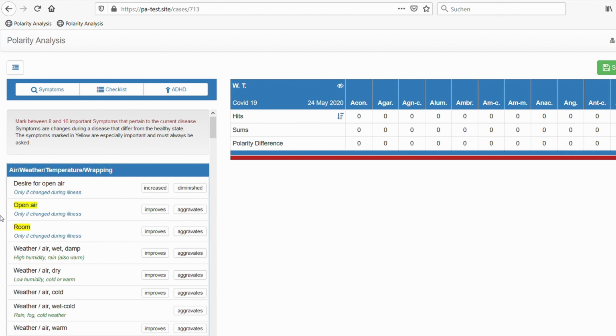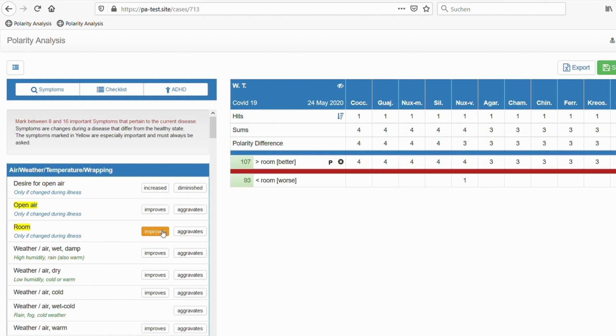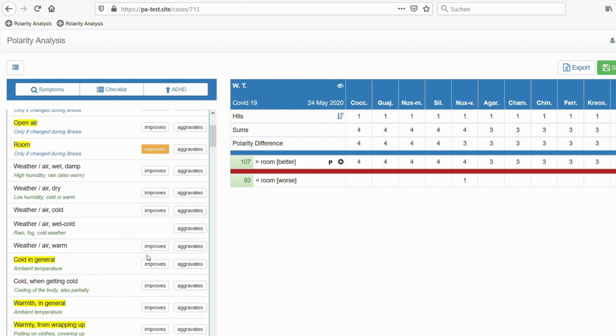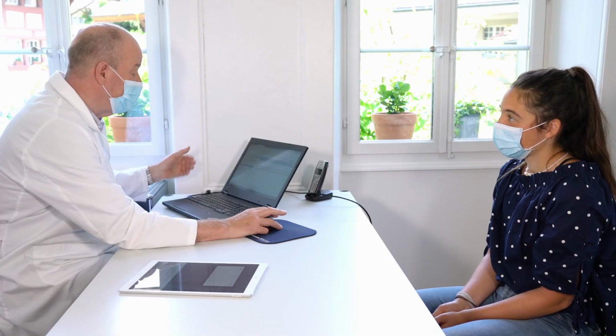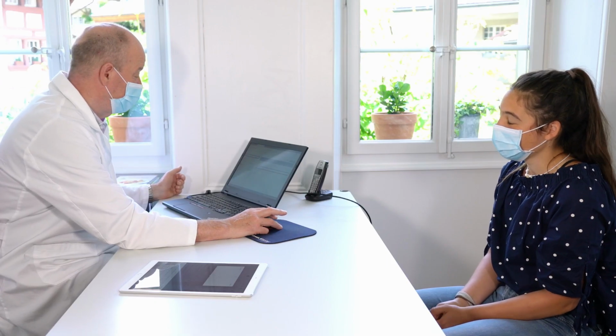Are your symptoms better in open air or better in a room? No, open air aggravates the symptom. Okay. So better in room? Yes. That is the same symptom actually. Open air aggravates, room better, same remedies. Okay. So we only take one of the two.